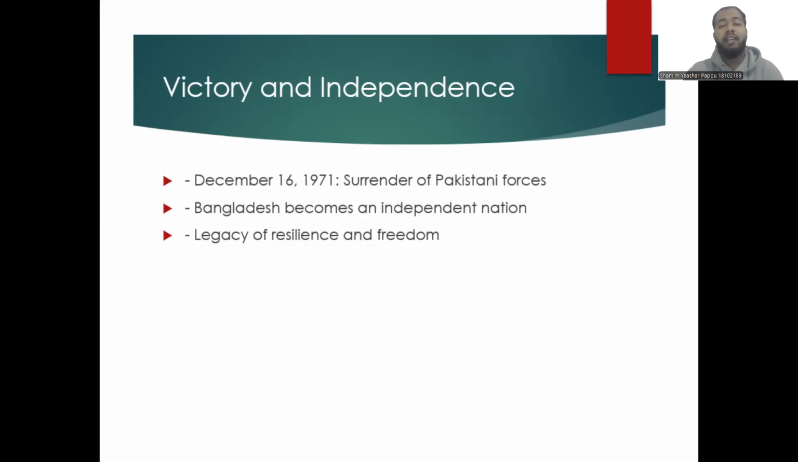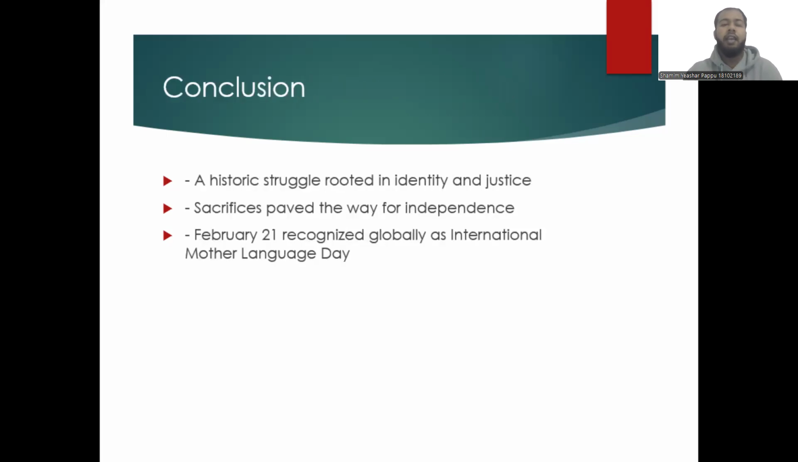The legacy of resilience and freedom. And this is the end of the presentation, which is the conclusion. All the things I talked about in this presentation are a historical moment for each Bengali who faced this time period in their life. It was a historic struggle because we wanted our identity and justice based on our culture.